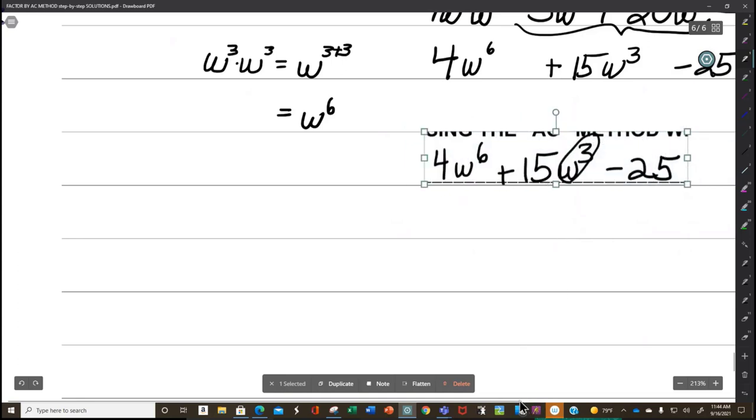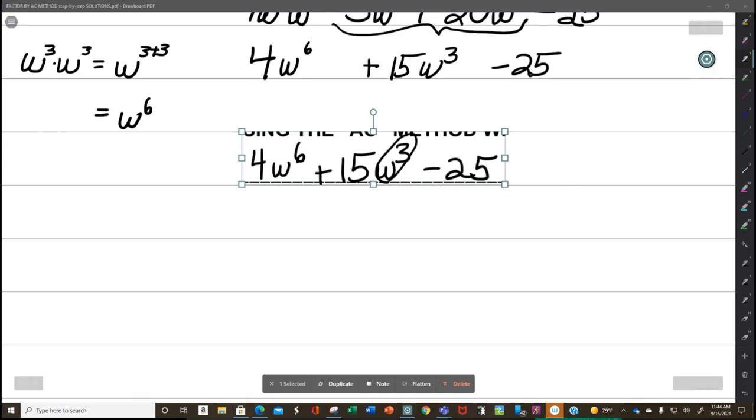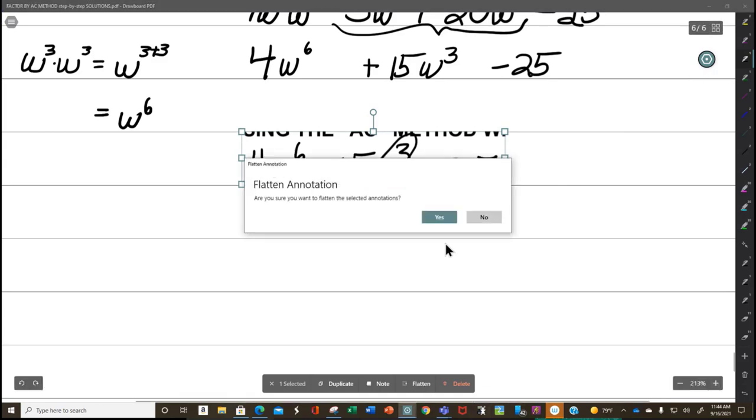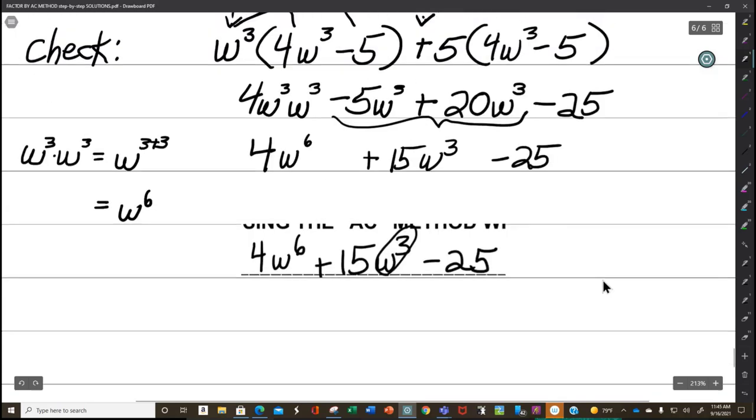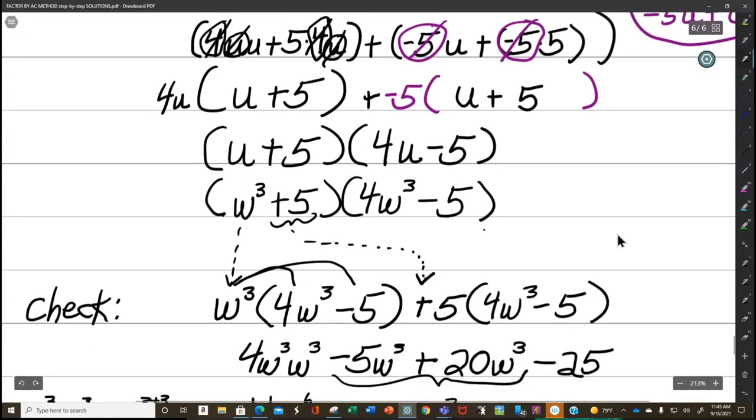Okay, yes, yes, yes, yes. 4w to the 6th plus 15w cubed minus 25. Yes, yes. High five. Considering it's me, I don't have to put on a glove first. Now what that means, what all this is for, of course, is to see, did I come up with the right answer? And I did. And that makes me feel good.